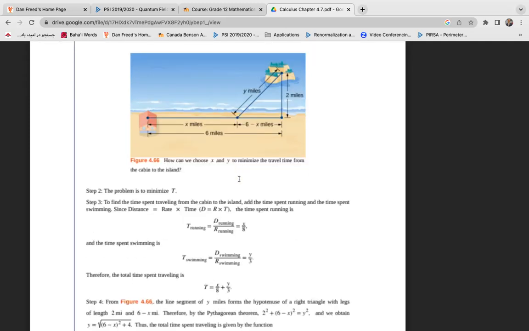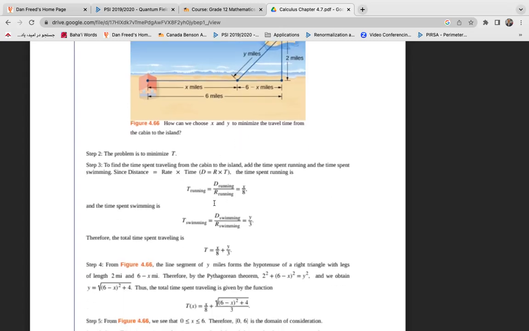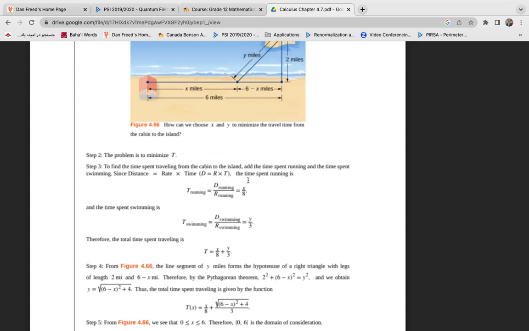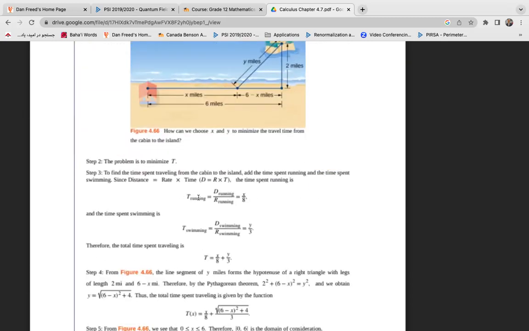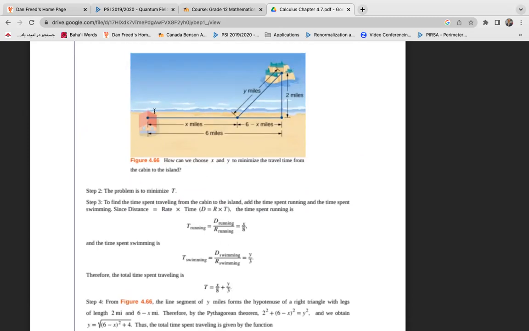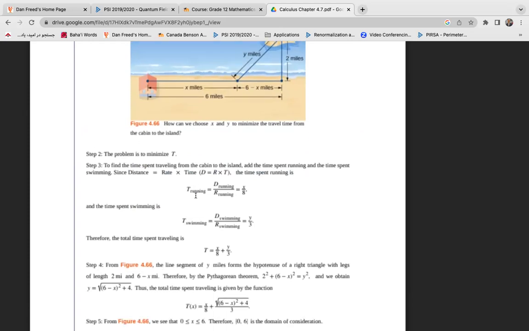So what is the time that you spend for running? The time of running, T of running, is D, the distance, divided by R. R is the speed or rate. Rate of running means the speed. So in this problem, the speed of running is 8 miles per hour, and the speed of swimming is 3 miles per hour. So the time that you spend for running is x, because we don't know the value of x, divided by 8. This is the velocity, the speed.